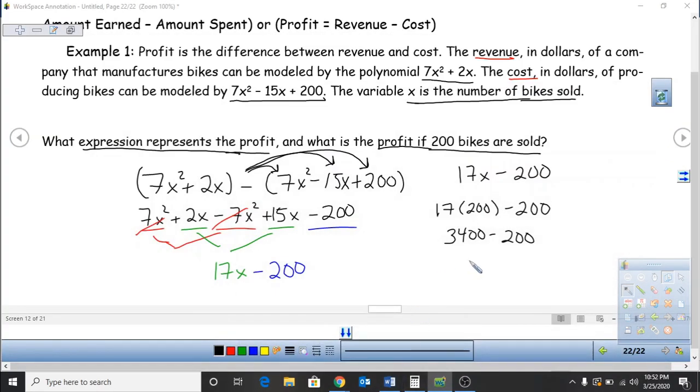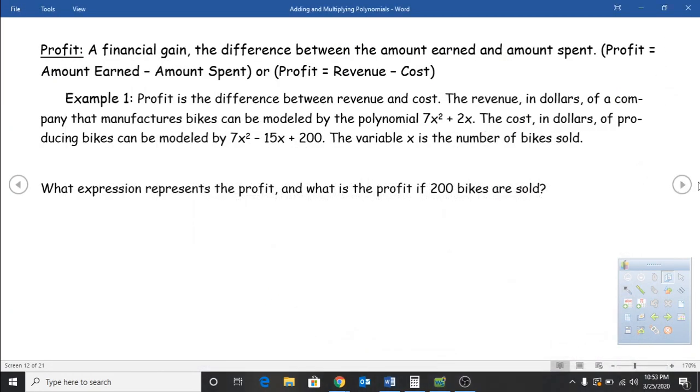So I'm just going to take that number and subtract 200. It gives me 3,200. So how much money would they make if they sold 200 bikes? Well, they would make $3,200. And that would be the final answer. All right, so pretty straightforward. But just remember, profit is equal to the revenue minus the cost.